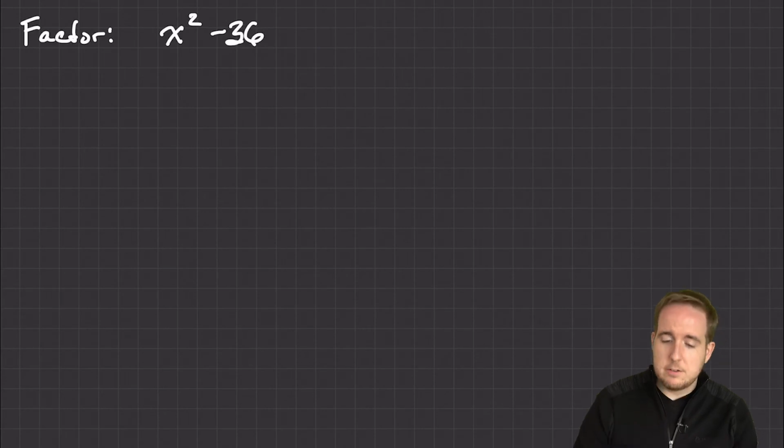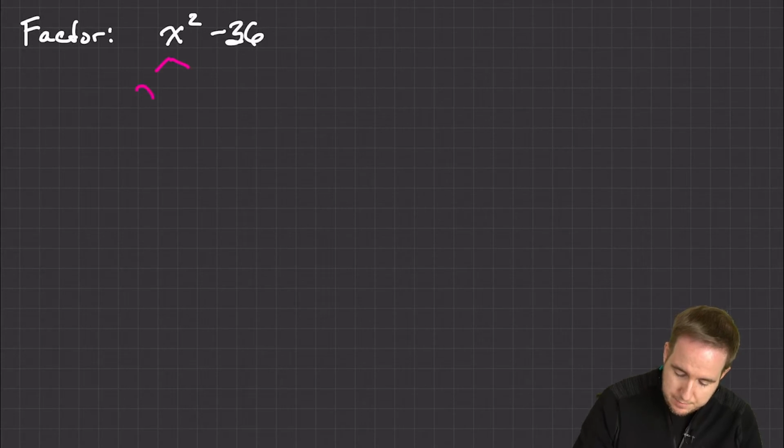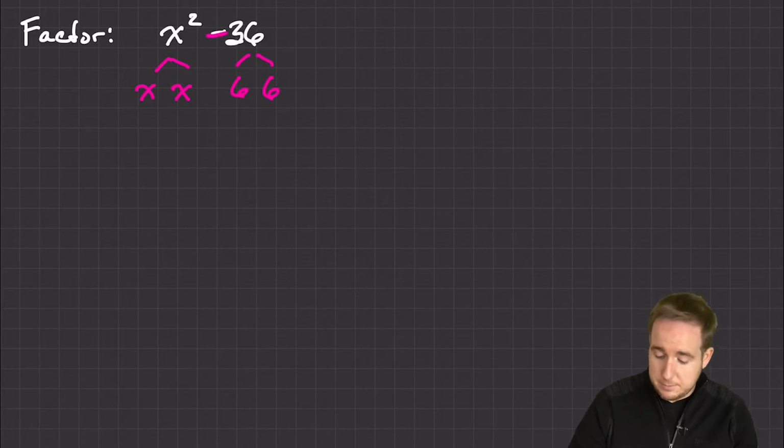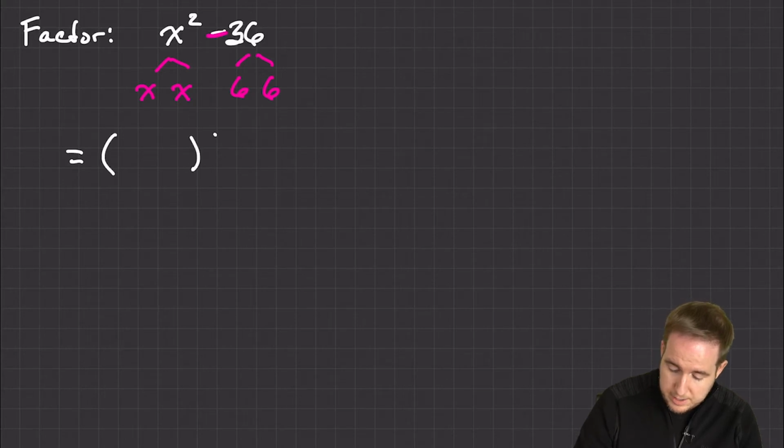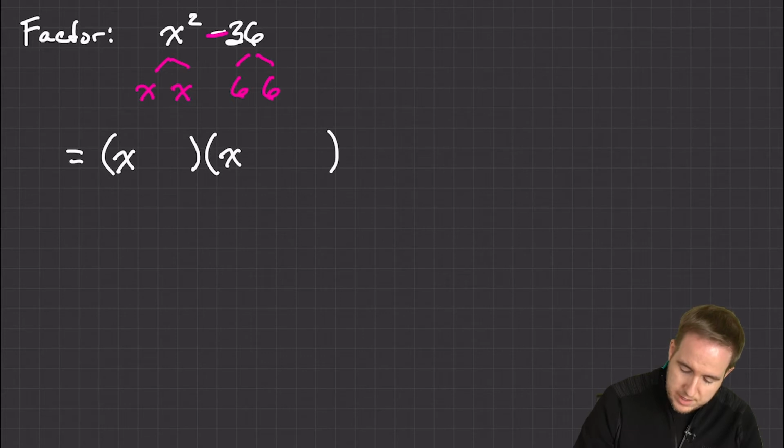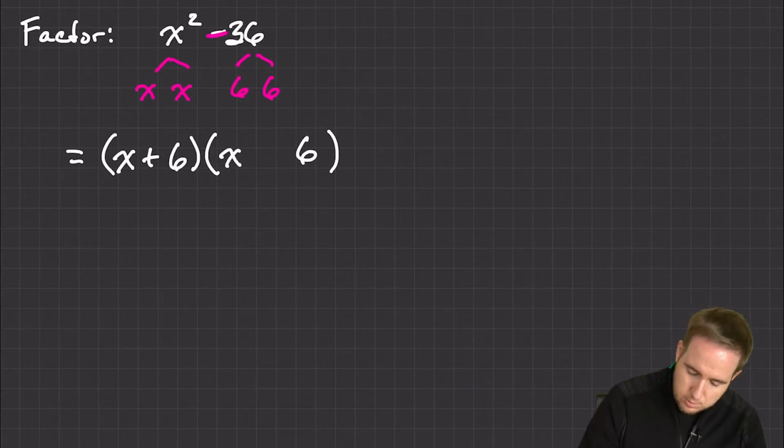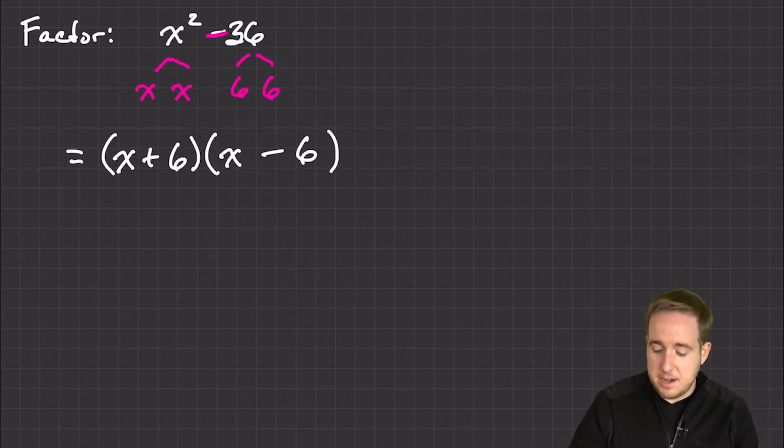So x squared minus 36. And the way I do this is I just notice x squared is made up of x times x, and 36 is made up of 6 times 6, and there's a minus in the middle. And this, in terms of writing, will be very fast. One of the x's goes here, one of the x's goes here, one of the 6's goes here, one of the 6's goes here, one of these is a plus, one of these is a minus. Done.